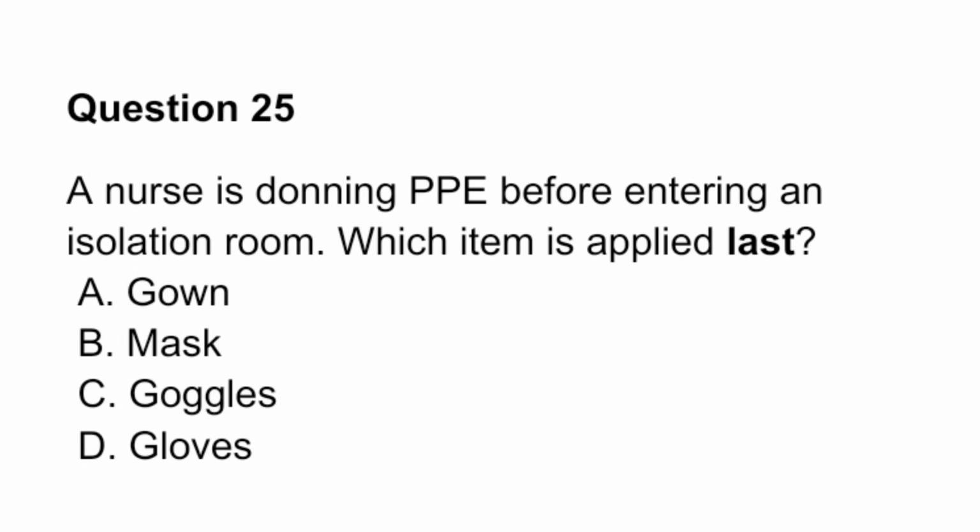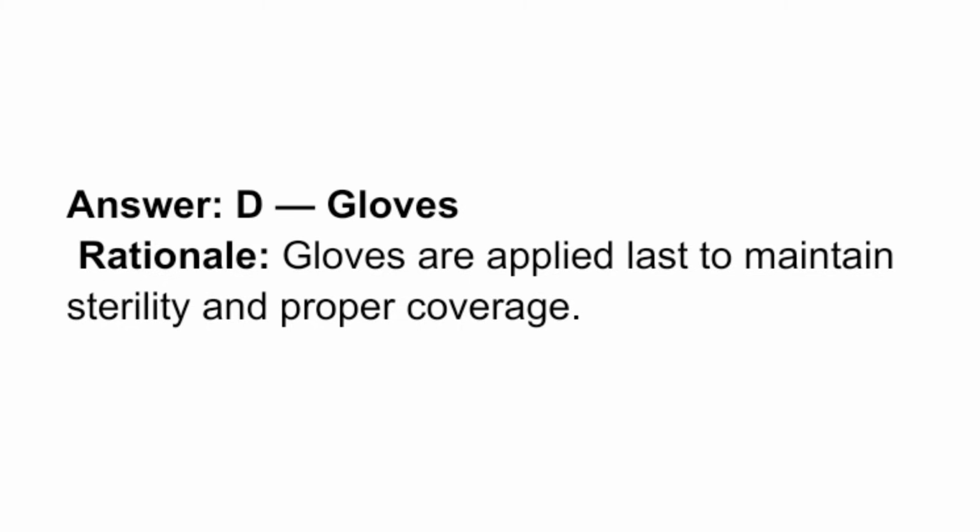Question 25. A nurse is donning PPE before entering an isolation room. Which item is applied last? A. Gown. B. Mask. C. Goggles. D. Gloves. Answer, D. Gloves. Rationale, gloves are applied last to maintain sterility and proper coverage.